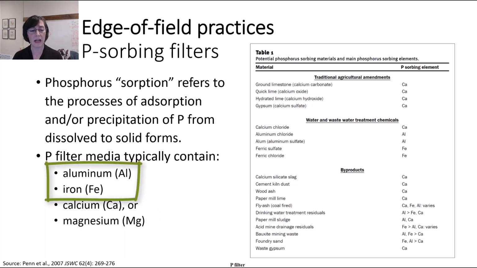And then one nuance about the iron and aluminum type of P filter medias, those actually work better at pH less than about 7.5.